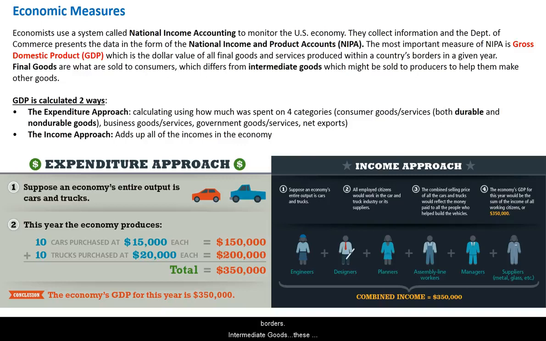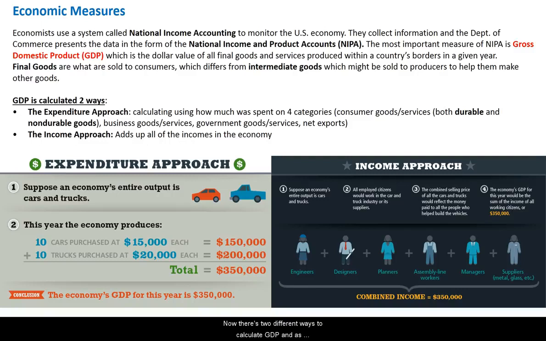Now we say final goods because this is what the consumers actually buy. Intermediate goods are things that businesses might buy to help them make the final goods. But by looking at final goods, the cost of making those will include all those intermediate goods. So that's why they're going to look primarily at those.